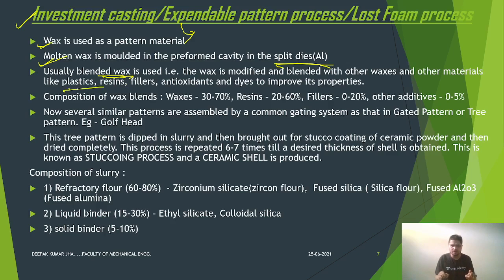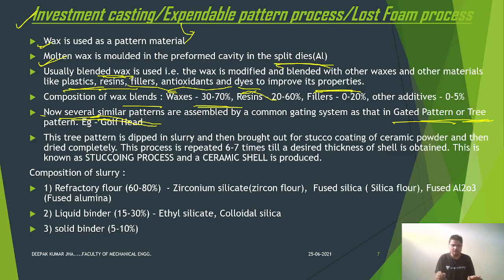It is used along with a mixture of plastics, resins, fillers, antioxidants, and dyes, so that the properties of the wax can be improved. Now, wax blends are in this form, 30 to 70% wax. You can read this as this is the theoretical part. We have explained this already. Now, several similar patterns, meaning mass production, can be done in a common gating system, which is usually a gated pattern or a tree pattern.